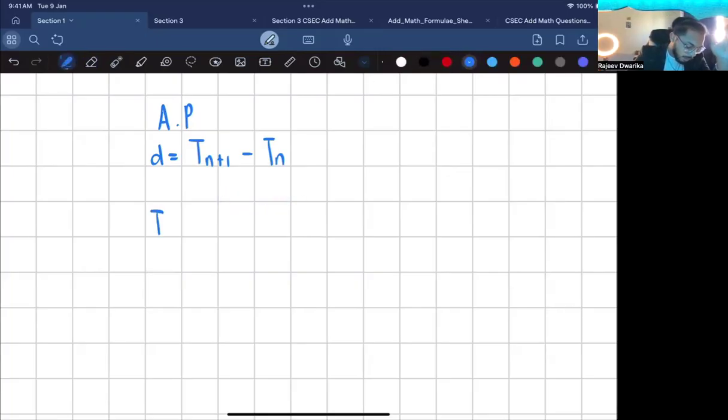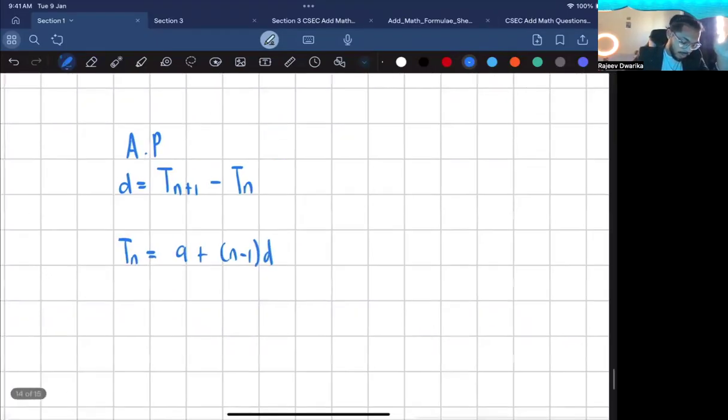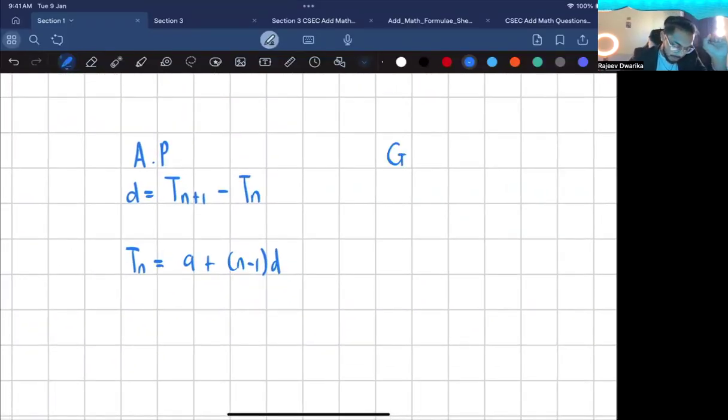If you need to figure out the general formula, it's going to be A plus n minus 1 by D. Good. So this is what we learned so far. For a GP, Kira, what's the formula, and what does a GP have? Our AP has a common difference. What does a GP have? A common ratio.